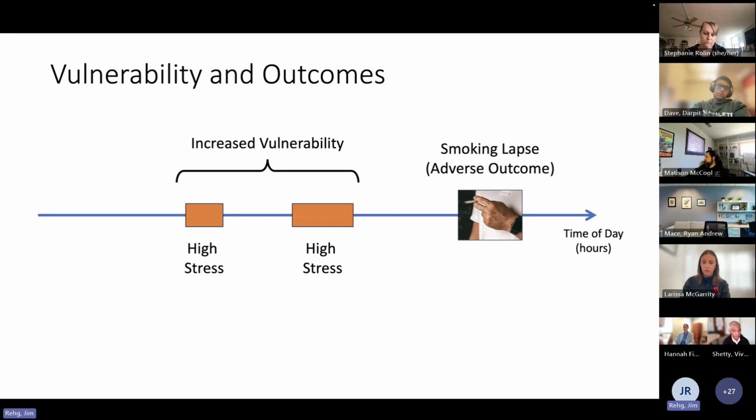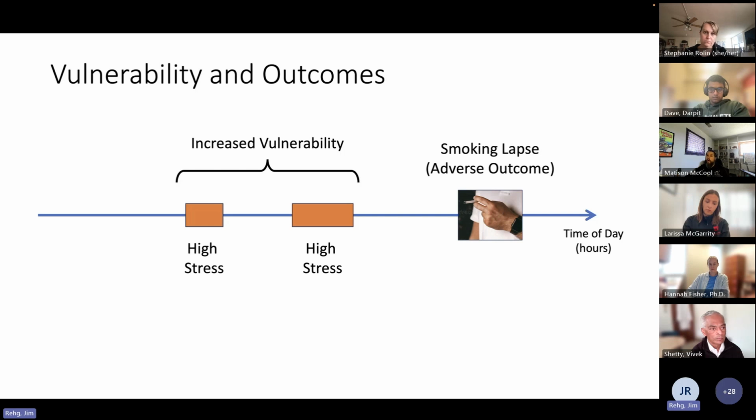They've begun a quit attempt, and they enter a period in their day of what we call increased vulnerability. For example, they might have these bouts of high stress due to some work-life interaction, some issue with their partner, some issue with their commute, etc. And because of this stress, their vulnerability is increased, and that increased vulnerability in the moment could lead, several hours later, to the adverse outcome that we're trying to prevent, which is a lapse back to smoking.